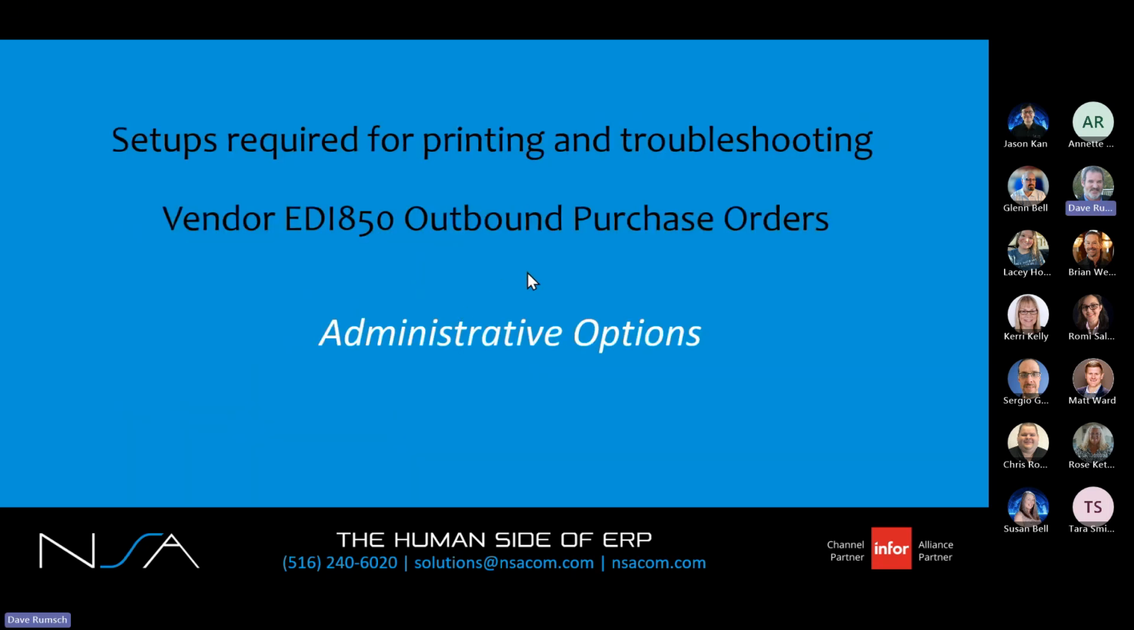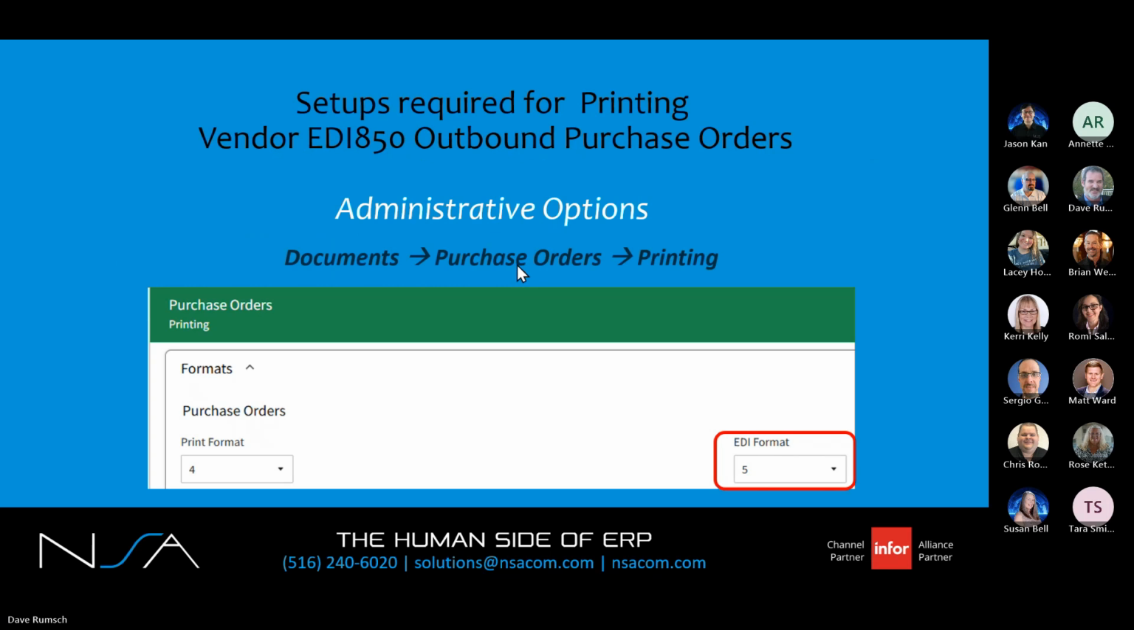So let's talk about the administrative option that's required to be set up for outbound EDI850 purchase orders. Under administrative options, under documents, and purchase orders and printing, you'll need to set the EDI format to a 5. That allows the system to send the transaction to ION when it's appropriate.